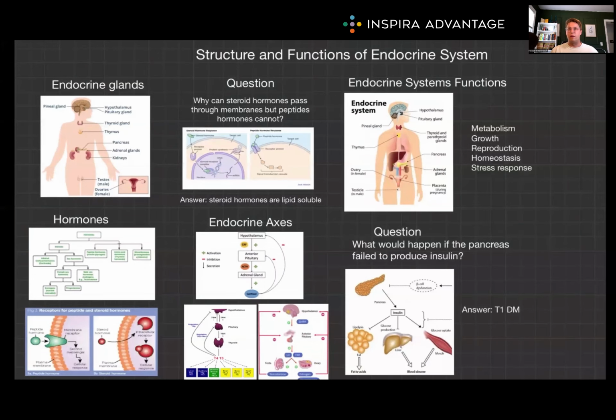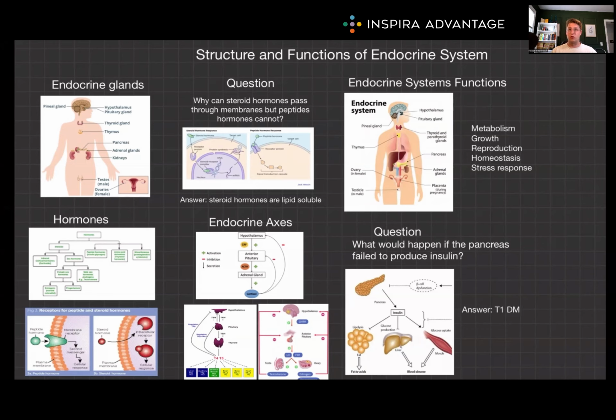To wrap up, let's review a few key points here. The endocrine system consists of glands that secrete hormones. Hormones can be peptides, steroids, or amino acid derivatives. Major endocrine axes involve the hypothalamus and pituitary. The system is regulated by feedback loops. Endocrine functions include metabolism, growth, reproduction, and homeostasis. And the endocrine system often works in concert with the nervous system.